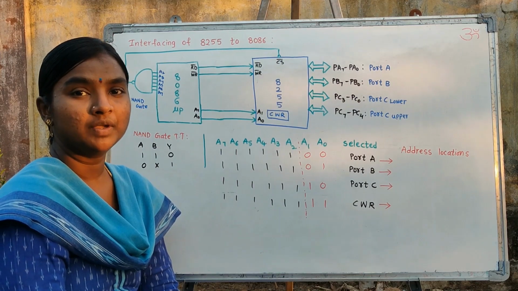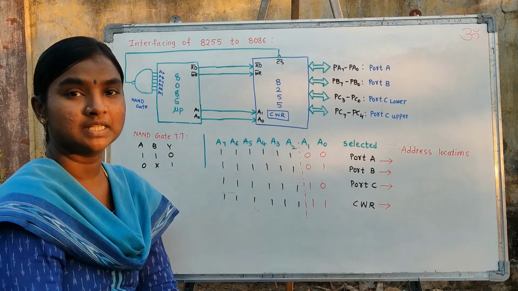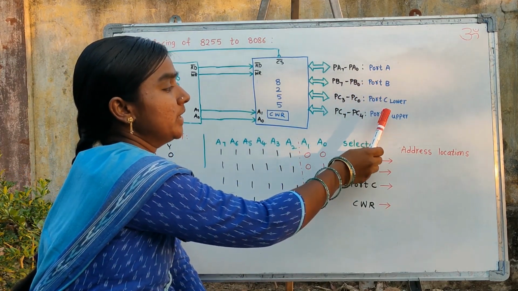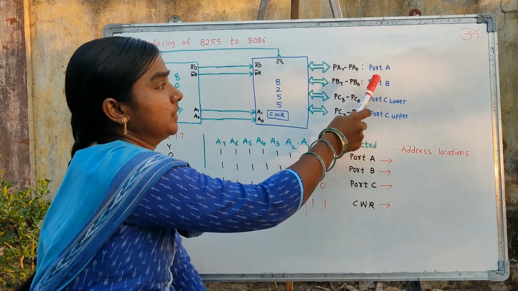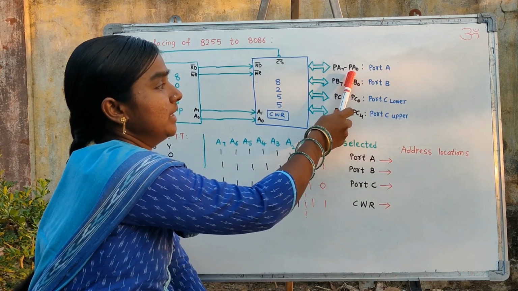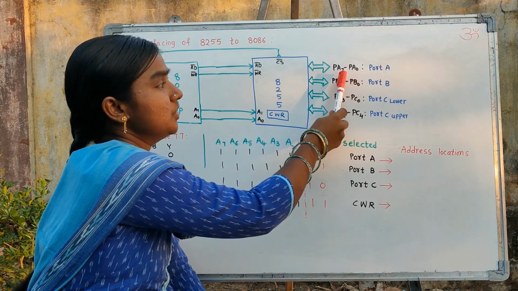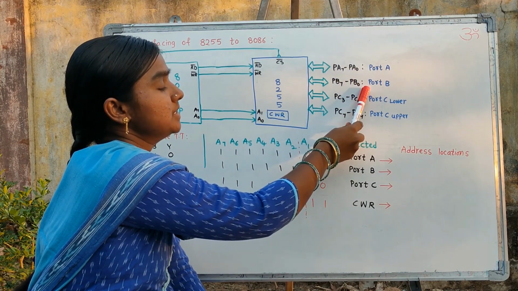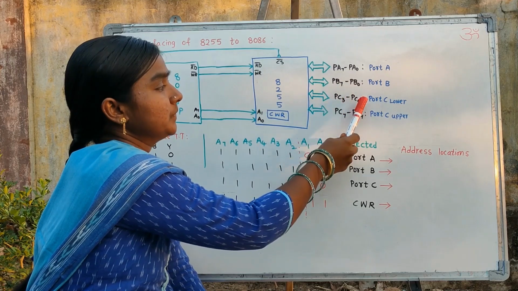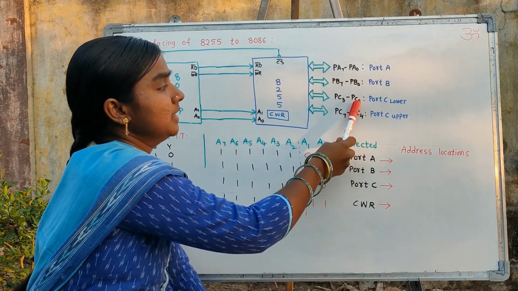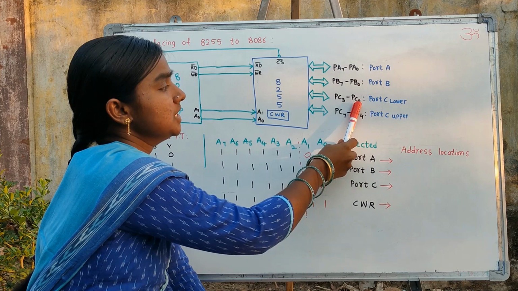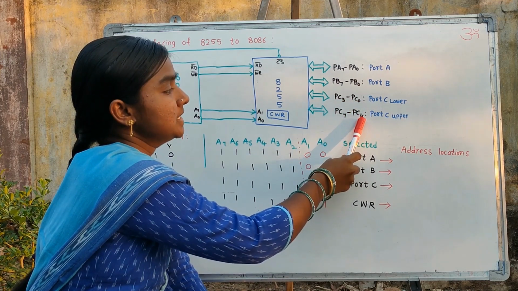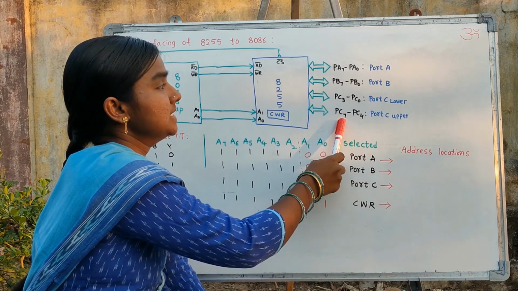This 8255 programmable peripheral interface consists of port A, port B, port C lower, and port C upper. Port A consists of lines from PA0 to PA7. Port B consists of PB0 to PB7. Port C lower means lines from PC0 to PC3. Port C upper means PC4 to PC7.